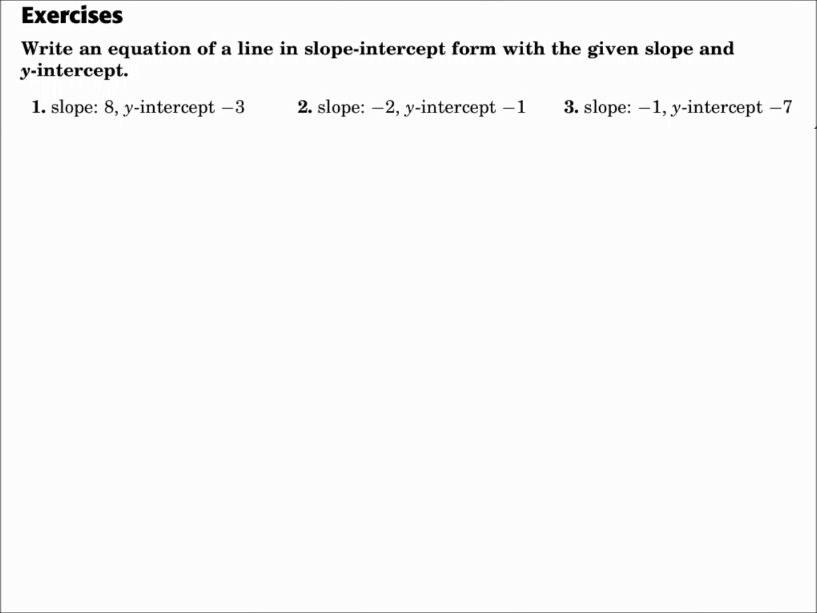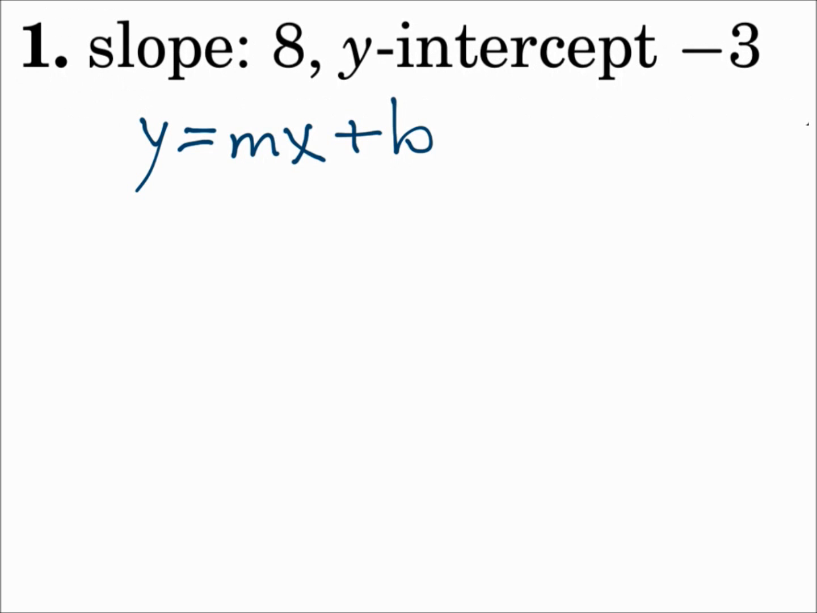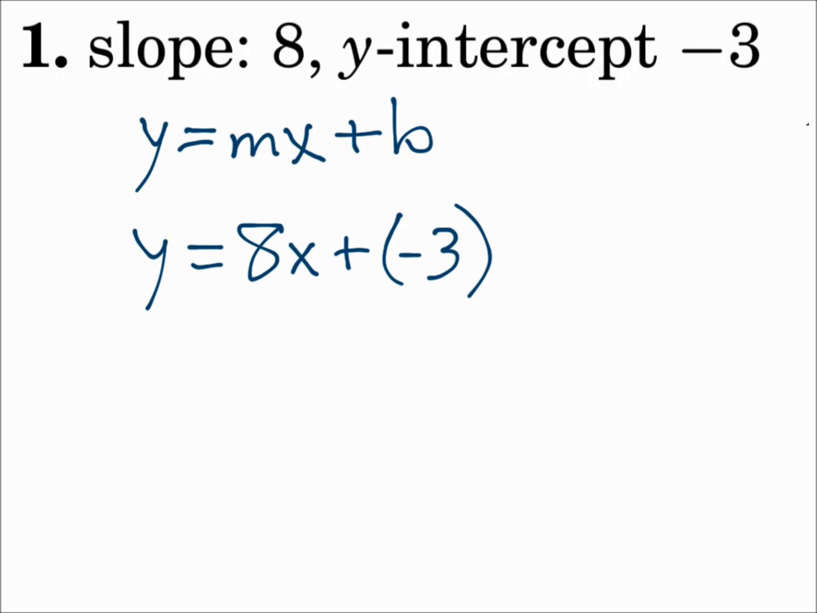Write an equation of a line in slope-intercept form with the given slope and y-intercept. Number 1. The slope is 8 and the y-intercept is negative 3. Well, slope-intercept form is y equals mx plus b. M is the slope, so substitute 8 for the slope, and b is the y-intercept, so substitute negative 3 in for b.